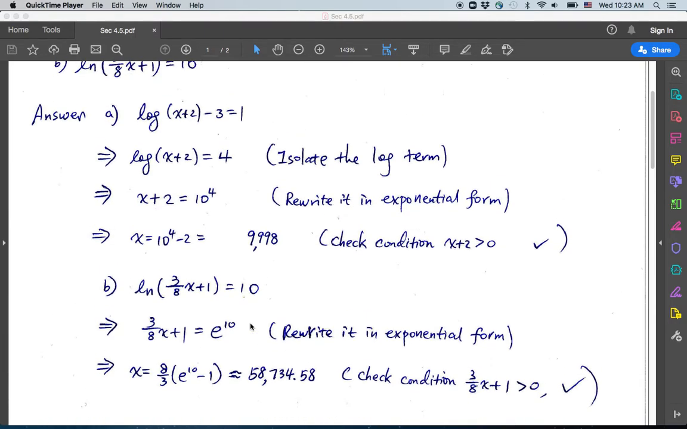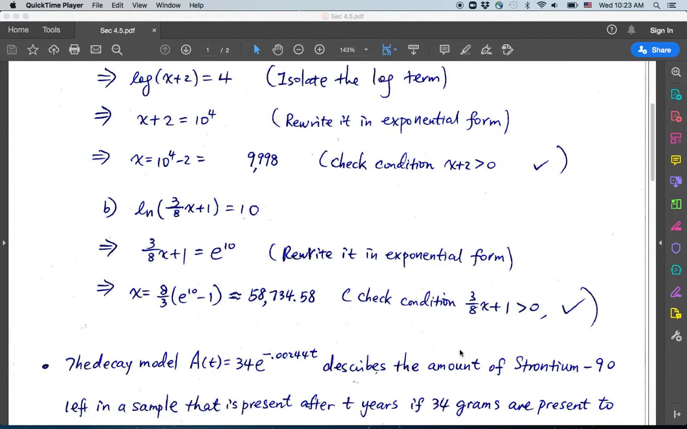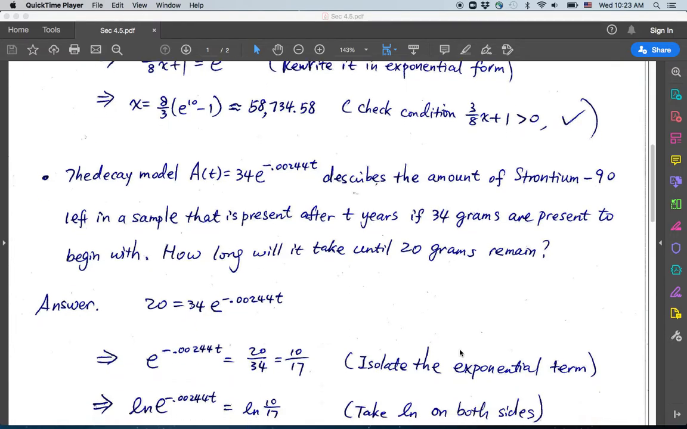Okay, so this is about solving logarithmic equations with one log term, right? Basically, the strategy is to isolate the logarithmic form and then rewrite it into exponential form, then solve for it. Don't forget to check the conditions. Next, let's look at some word problems.